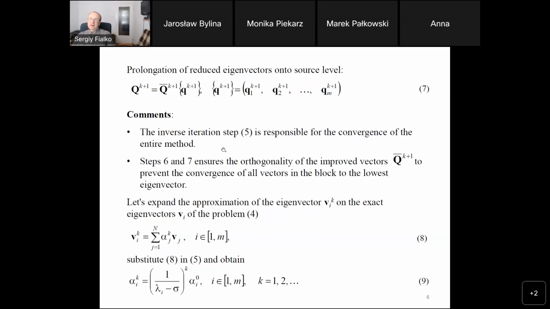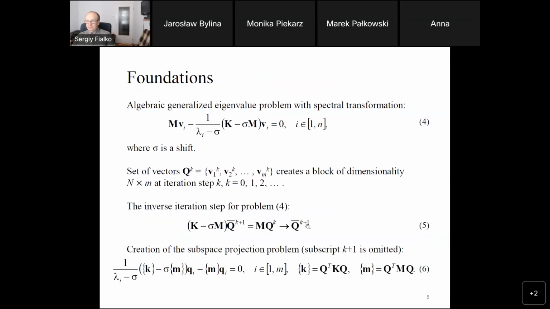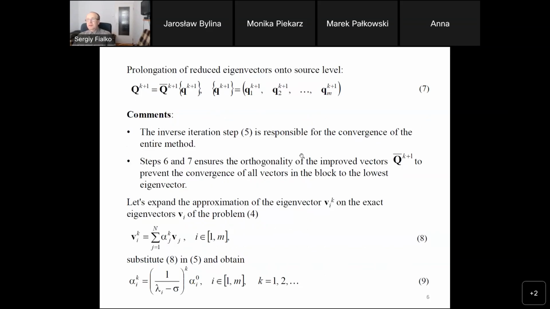Comments. The inverse iteration step 5 is responsible for the convergence of the entire method. Steps 6 and 7 ensure the orthogonality of the improved vectors Q bar to prevent the convergence of all vectors in the block to the lowest eigenvector. Let's expand the approximation of the eigenvector v_i^k on the exact eigenvectors v_i of problem 4.